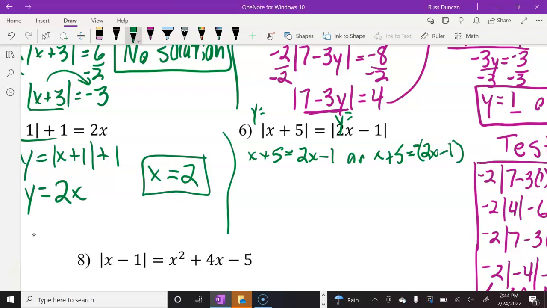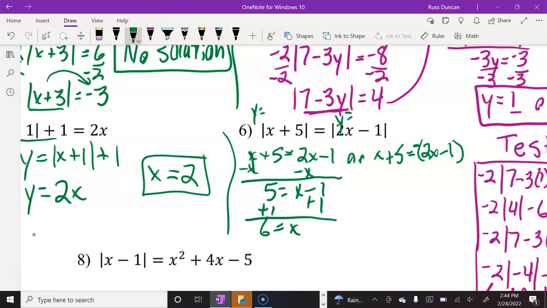Now, again, you could do this in the calculator. If you're like, Mr. Duncan, I don't get that, you can use y equals, and find your answer. And I'll show that to you in a minute. But right here, if I solve this one, I need to get my variables all to one side. So 5 equals x minus 1 and add 1. So x could be 6.